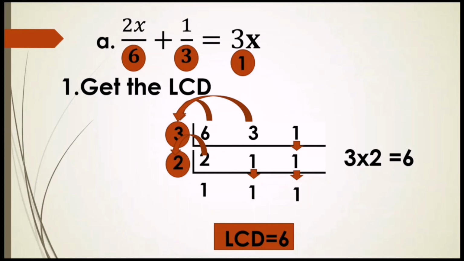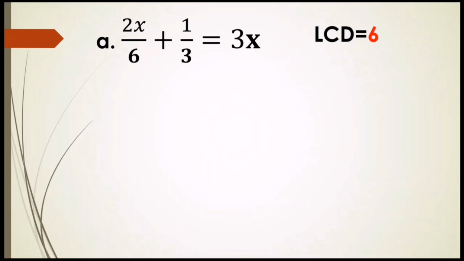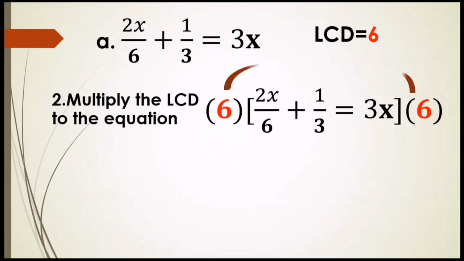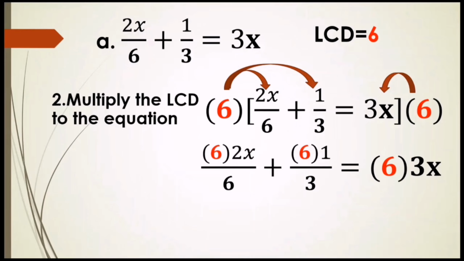Now, what are we gonna do with that LCD? We are gonna multiply our equation by the LCD, distributing 6 to the left-hand side and the right-hand side of our equation. Say for example, 6 multiplied by 2x all over 6 plus 6 times 1/3 is equal to 6 times 3x. And then, what you will do is to solve now.